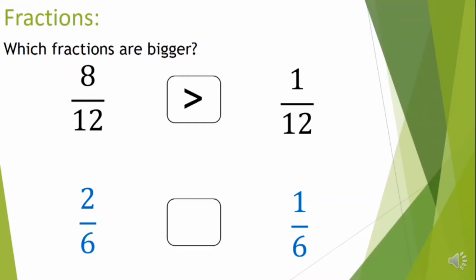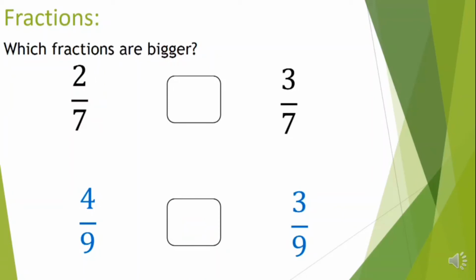And as you can see in the second fraction, the two blue ones at the bottom, both have got 6 as a denominator. Because both of them have got 6 as a denominator, we just compare the numerators. And 2/6 is bigger than 1/6. So we're going to use this symbol here.